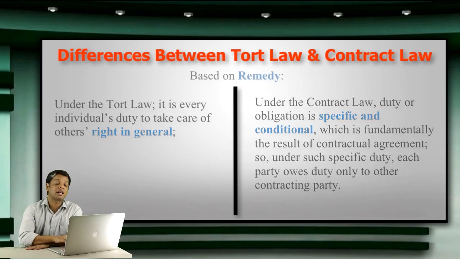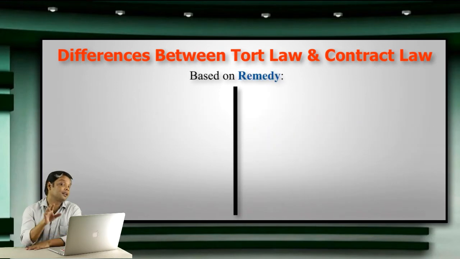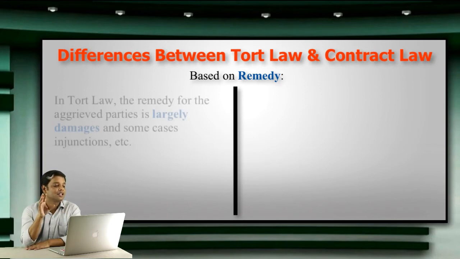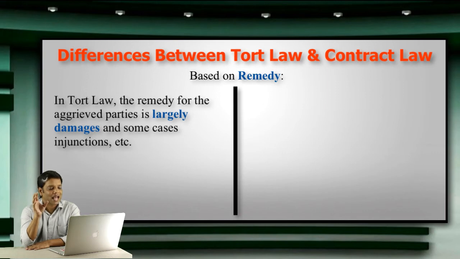Third one is based on remedy. What are the remedies available under the tort and what are the remedies available under the contract? In tort law, the remedy for the aggrieved parties is largely damages and in some cases injunction, etc. Okay, you understood this point because you know the meaning of damages. So if you lost or were injured, then you have the right to claim the damages.